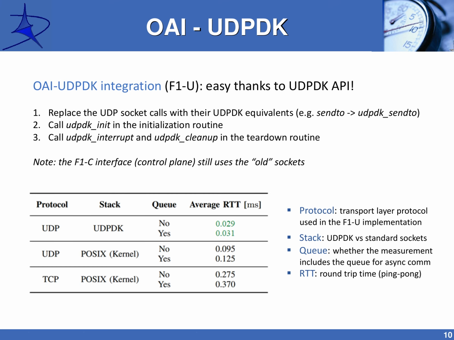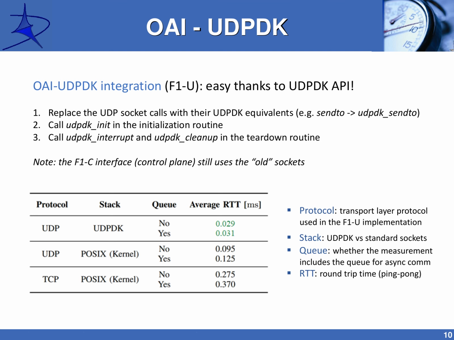The only remaining step is now to integrate UDPDK into OpenAirInterface. Fortunately, actually by design, this task is relatively straightforward, as it's just about replacing the calls to UDP socket primitives with the corresponding UDPDK ones. In practice, this means adding a prefix in front of each of these functions. Then we add a call to UDPDK init, another to UDPDK cleanup and interrupt, and voila, the network stack has been successfully upgraded and it's ready to use.